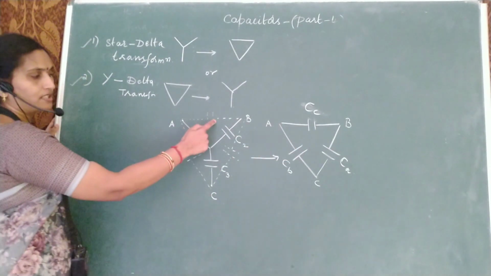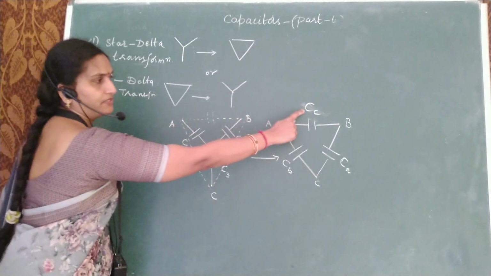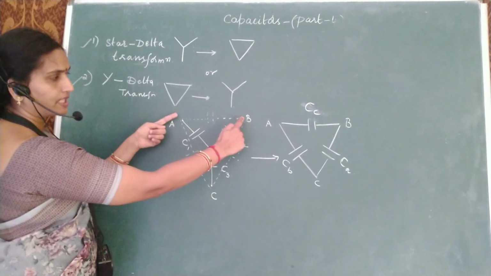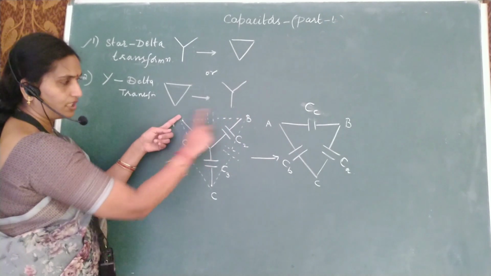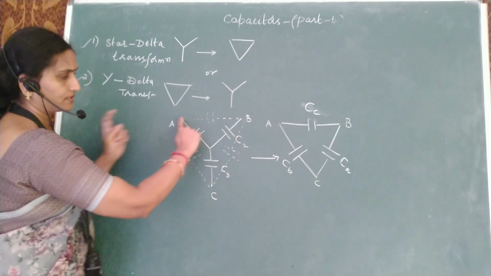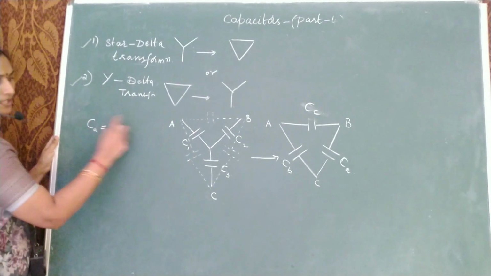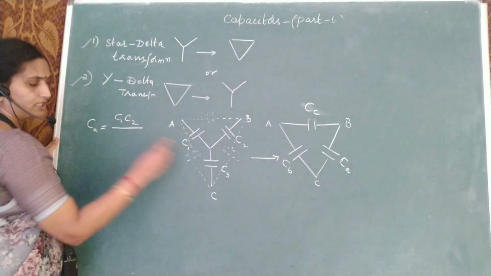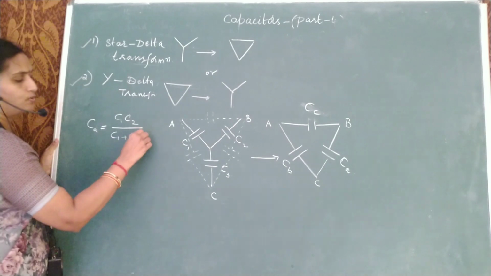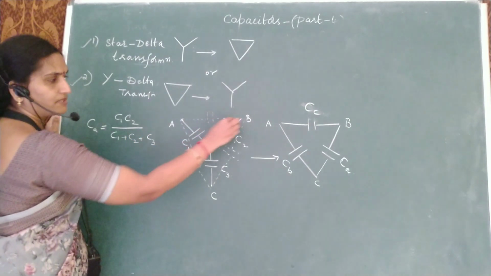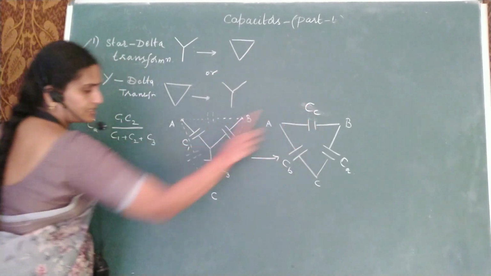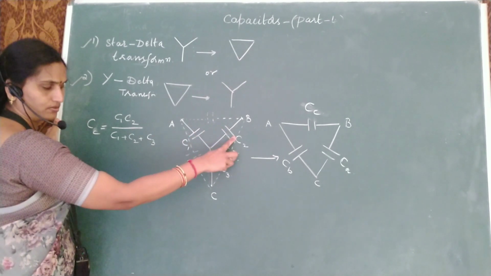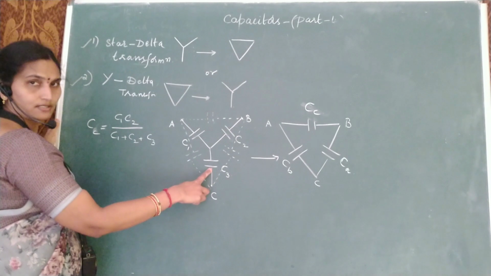For converting it, look at the answer. If you want to find the capacitor between A and B, I am giving you the formula for CC. Look at the shortcut, an easy method to remember. The capacitor between A and B is equal to the product of these 2 capacitors divided by the sum of all three. I repeat, what is the capacitance between A and B? We have named it CC. CC is equal to the product of these two, that means C1 into C2 divided by C1 plus C2 plus C3.